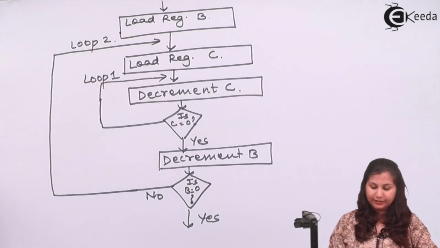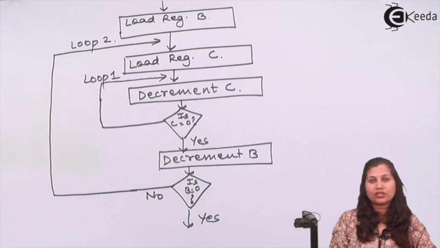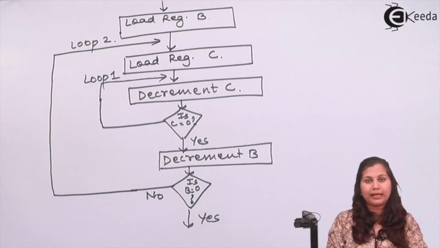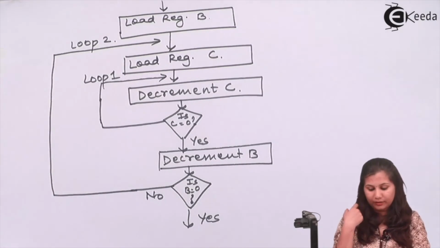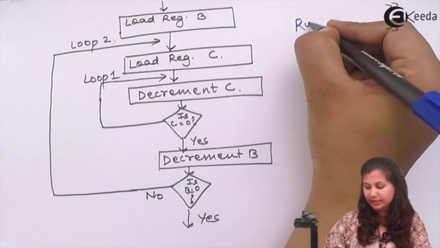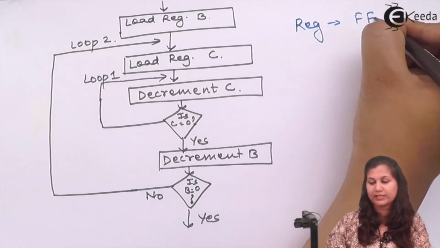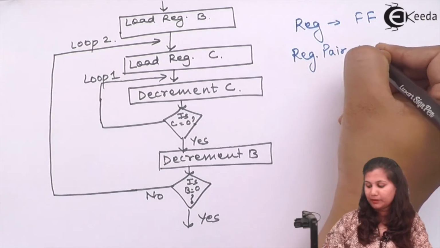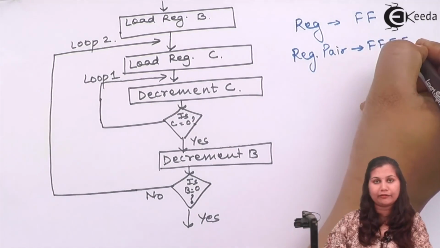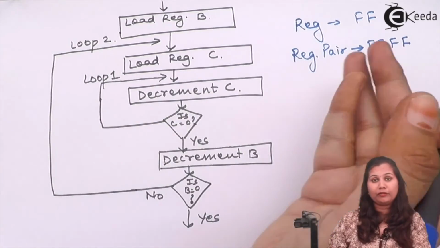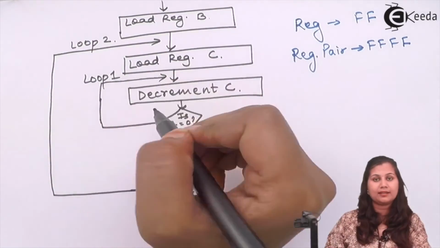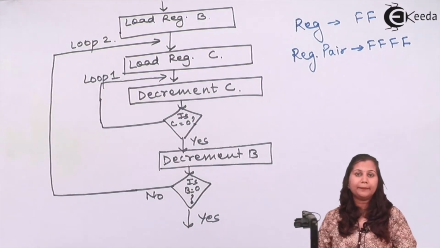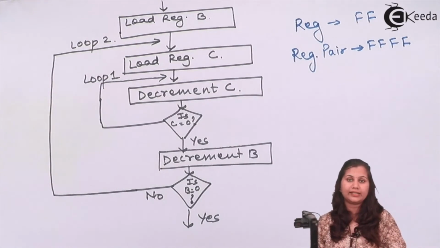So you can see that this loop within a loop technique is introduced to increase the time delay. Using a single register, the maximum count we can have is FF, because it is the maximum 8-bit number. Using a register pair, we can have the maximum number as FFFF. But if we want more time delay, then we can use this loop within a loop technique. So this was the third programming technique we studied in 8085.